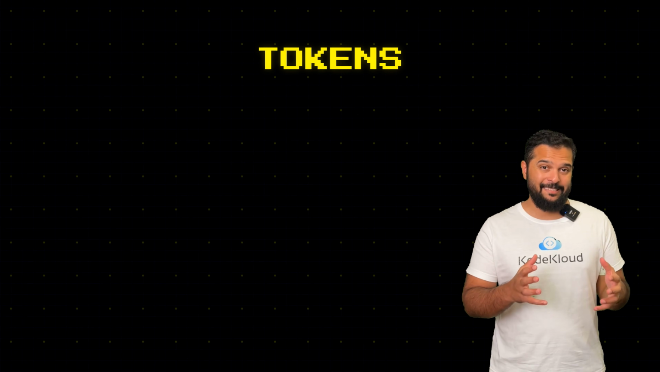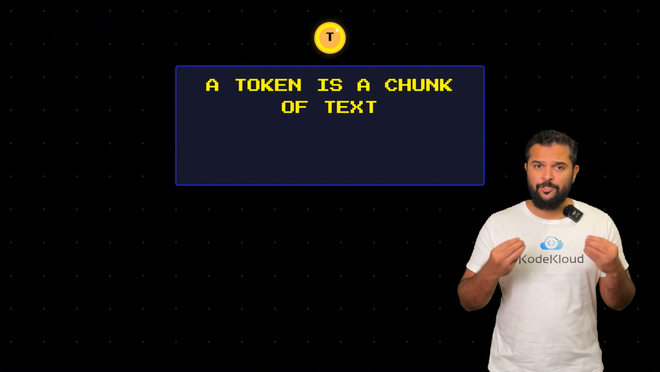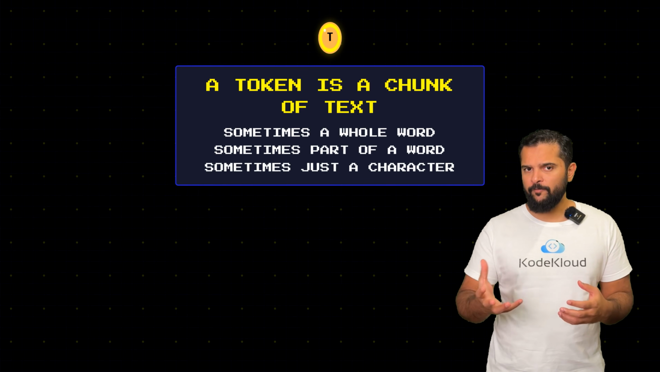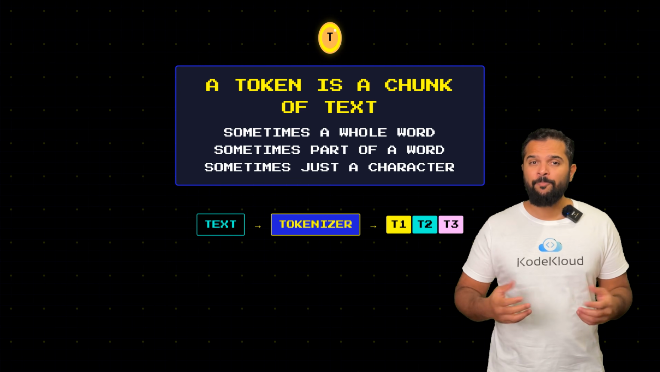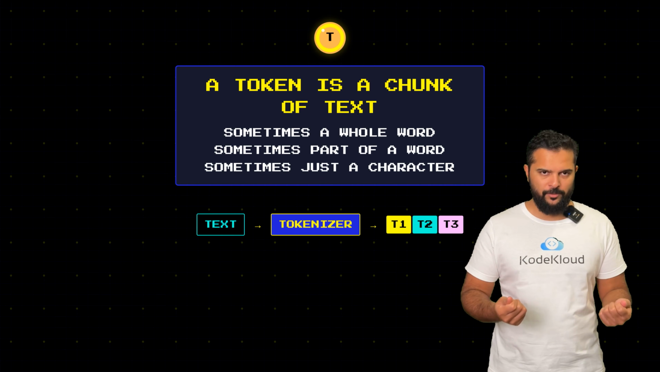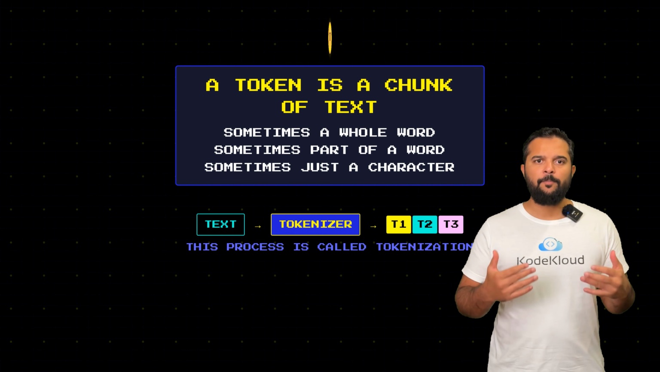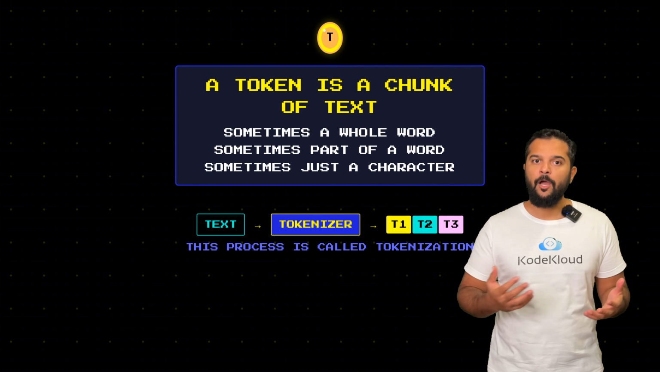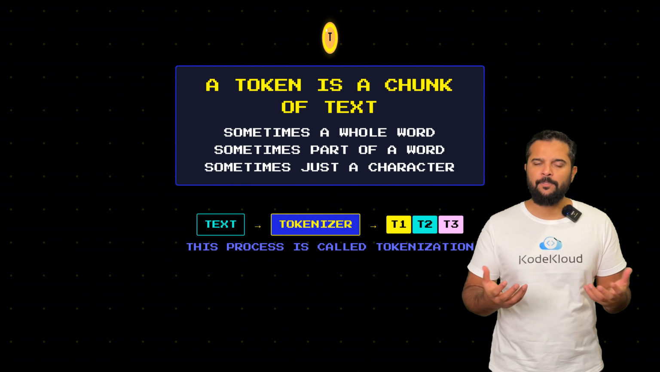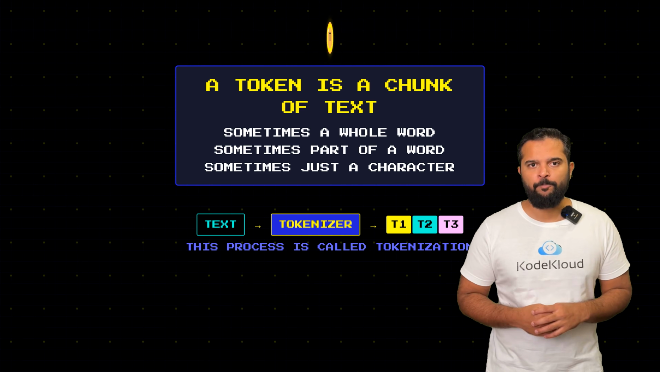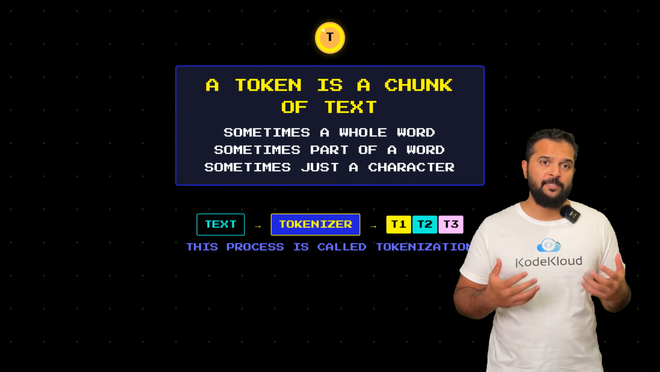LLMs don't read text the way you do. You see words, and an LLM sees tokens. A token is a chunk of text, sometimes a whole word, sometimes part of a word, sometimes just a single character. Before an LLM processes anything you type, it first breaks your text into these tokens. This process is called tokenization. Understanding tokens matters because they affect almost everything: how much a request costs, how much text you can send and receive, and why an LLM sometimes splits a word in a strange place. When you're building AI agents, tokens are the currency you're spending with every single interaction.